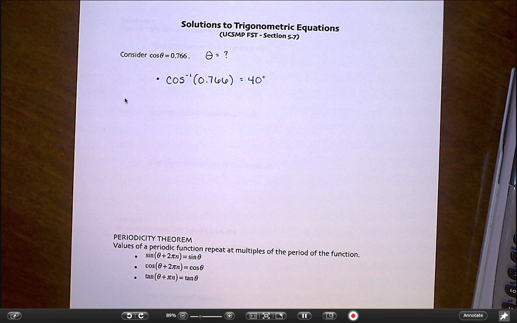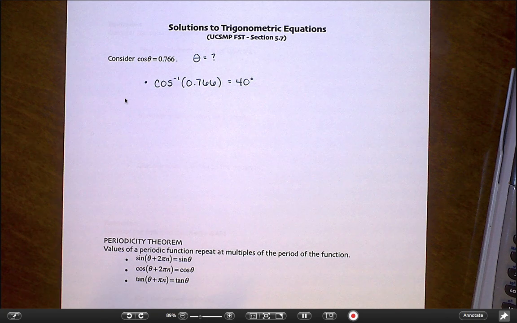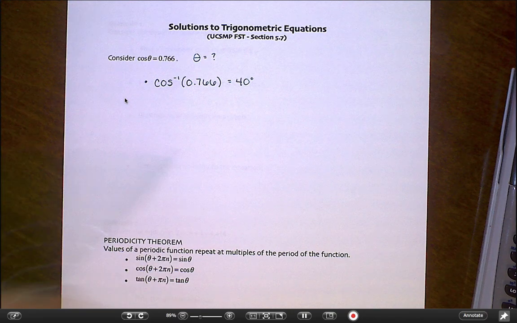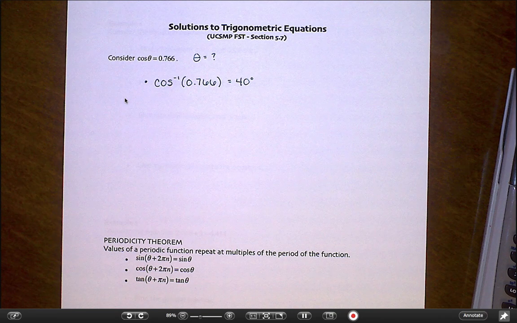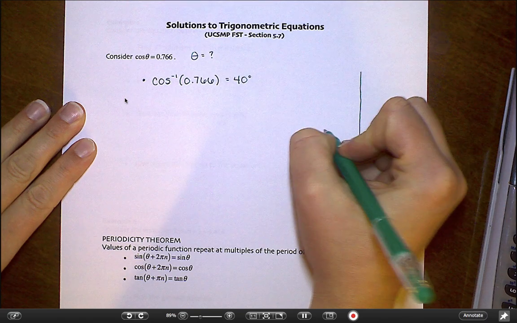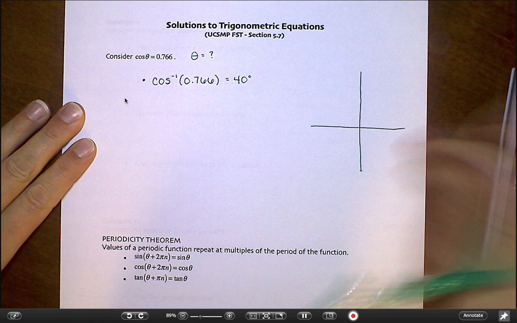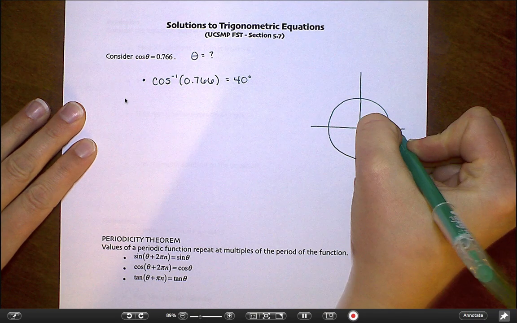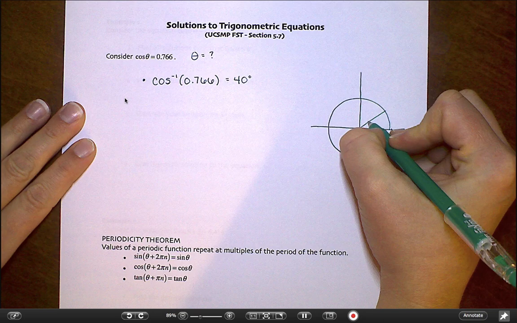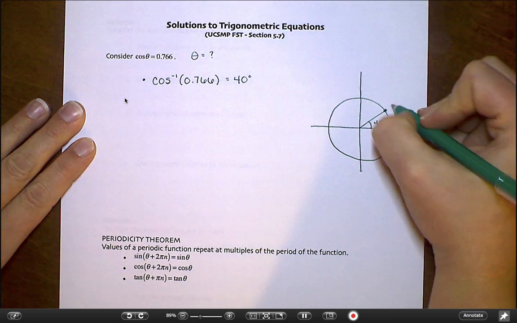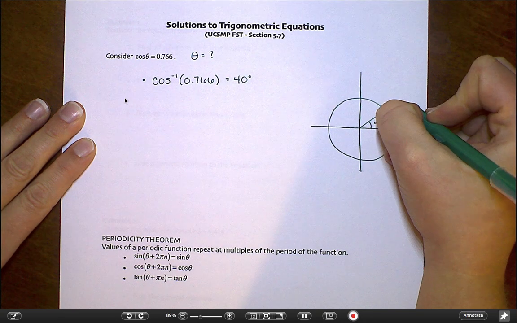And back as those young, naive freshmen, we would have written that answer down and felt pretty good about ourselves and carried on with our day. Okay? And that answer's not wrong. The cosine of 40 degrees is 0.766. But now we know that there's another angle that would have the same cosine, that your calculator only gives you one of two possibilities. So if you think about the circle, we now know that if I draw a 40-degree angle here, the coordinates of this point would be 0.766 for that cosine.